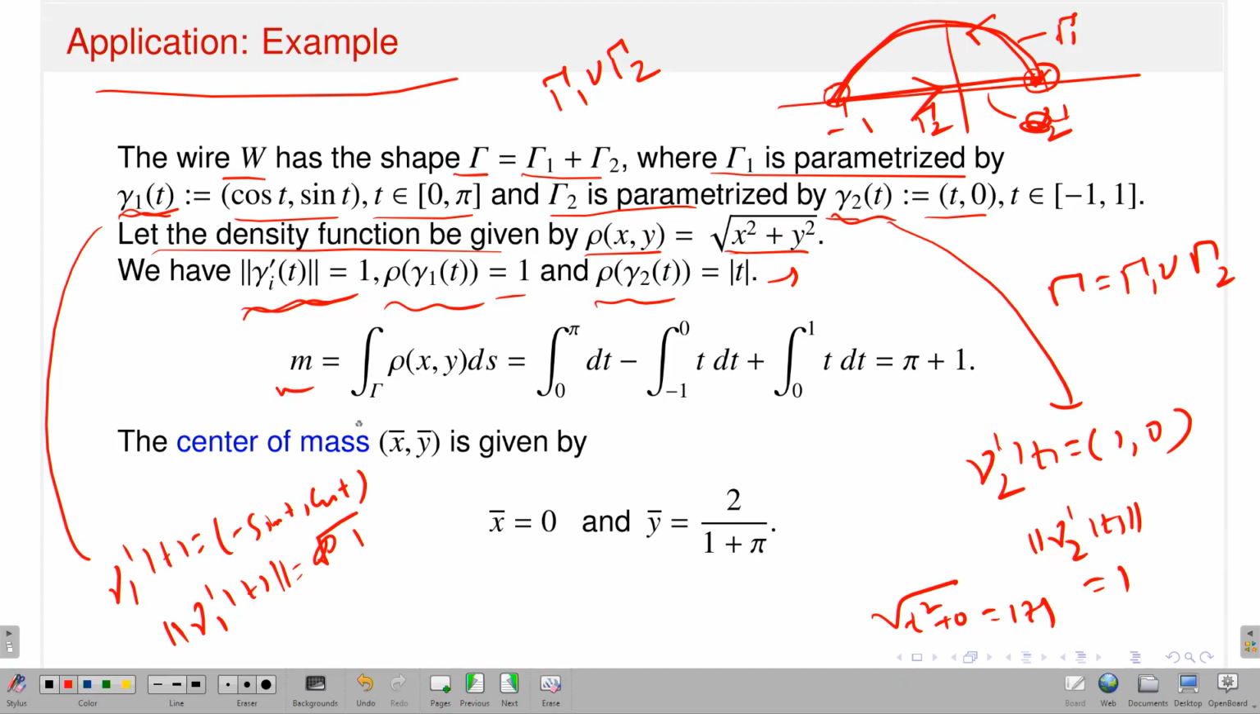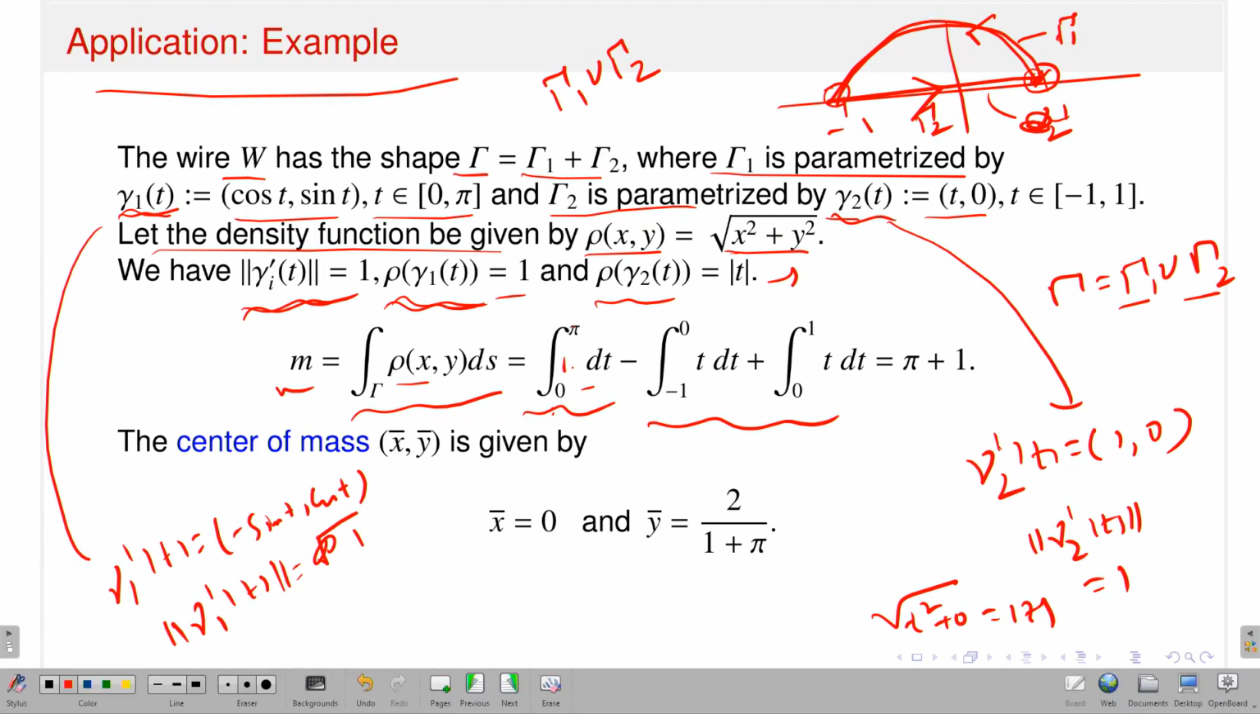So total mass, what is the formula? It is the scalar line integral of rho over Gamma. Since Gamma is the union of Gamma 1 and Gamma 2, you can break the integral into integration over Gamma 1 and integration over Gamma 2. For Gamma 1, the parameterization is (cosine t, sin t), t running from 0 to pi. Rho of gamma 1 of t is the constant function 1, and the norm of gamma 1 prime is again 1, so this is the integral from 0 to pi of dt. That is perfectly all right.